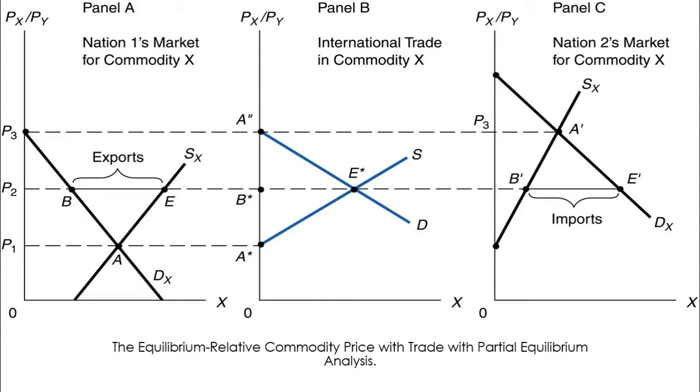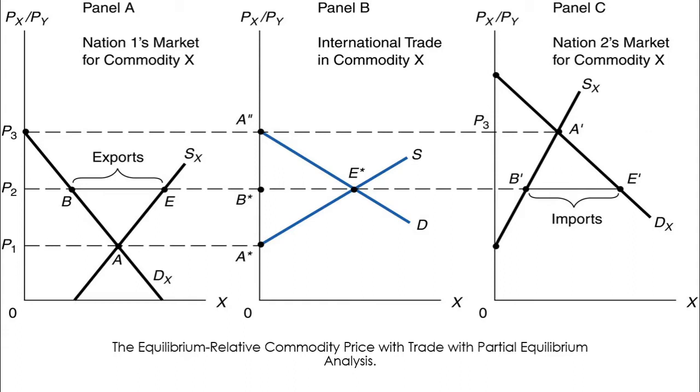See, we have taken quantity of commodity X along the x-axis and price is taken along the y-axis. Here we are considering the relative price of commodity X, that is Px by Py. Ratio of price of X to price of Y is taken along the y-axis. So we can see that dx denotes the domestic demand for commodity X in nation 1 and sx shows the domestic supply of commodity X in nation 1.